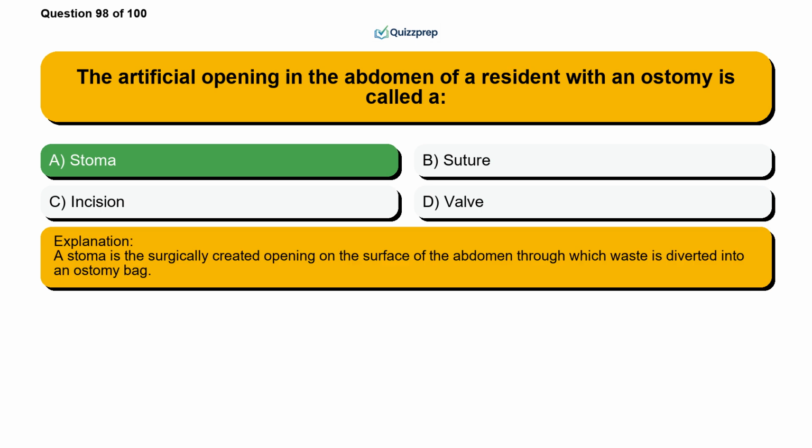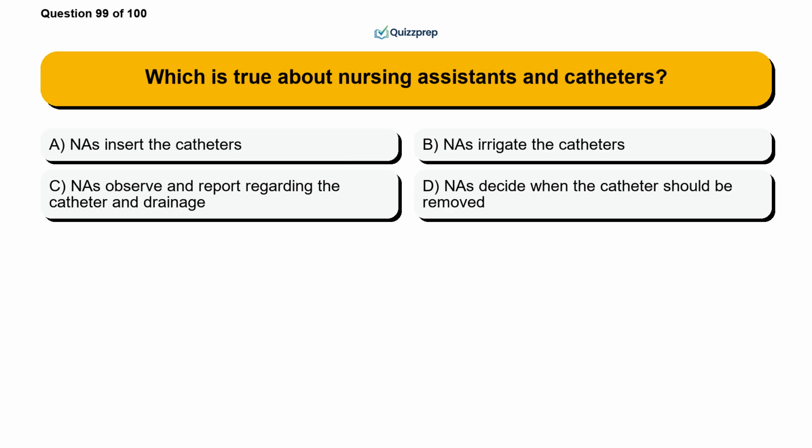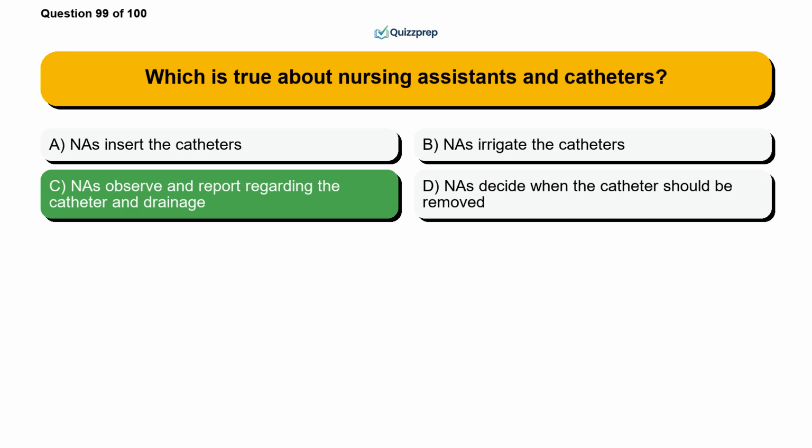A stoma is the surgically created opening on the surface of the abdomen through which waste is diverted into an ostomy bag. Question 99. Which is true about nursing assistants and catheters? Option A, NAs insert the catheters. Option B, NAs irrigate the catheters. Option C, NAs observe and report regarding the catheter and drainage. Option D, NAs decide when the catheter should be removed. The correct answer is option C, NAs observe and report regarding the catheter and drainage.